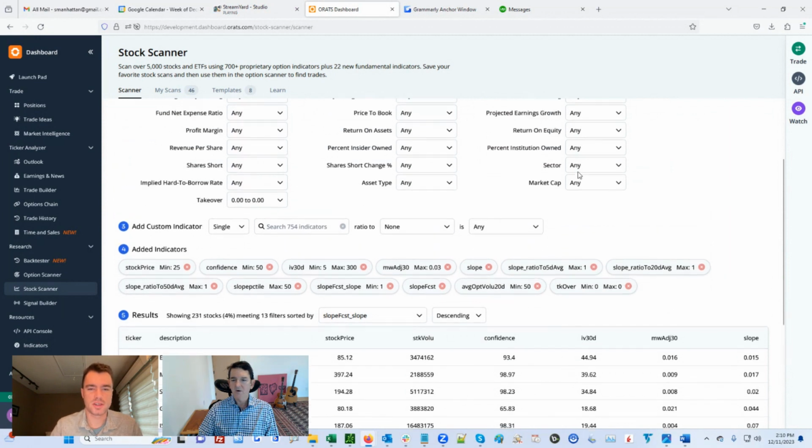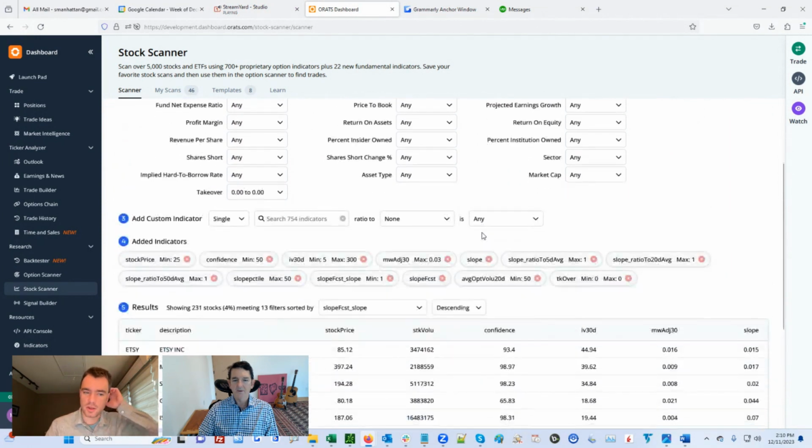Well, yeah, let's go over those indicators a little bit. So you clicked on the cheap put call skew scan, and that's bringing up all these indicators that we've already curated for you. You can see we're comparing the slope to the 5-day average and to the 20-day average. We're looking at the slope percentile over the last year, and our forecast of slope versus the current slope. We're setting all these values to mins and maxes so that we can narrow down over 5,000 stocks to ones that meet these criteria.